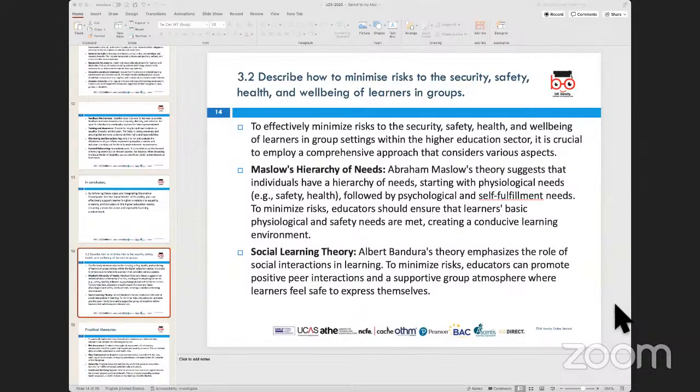Now, the second theory that we would look at would be Albert Bandura's social learning theory. This social learning theory explains how people can learn new behaviors by observing and imitating others. This theory is used in classroom management in order to minimize risks, primarily when educators can promote group learning.